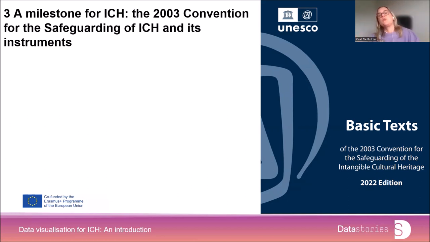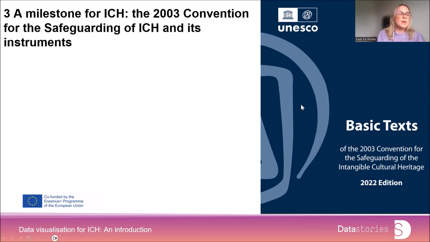Fast forward to 2003, the year in which the Convention for the Safeguarding of Intangible Cultural Heritage was launched. Once again, a true game changer, but now in the field of ICH. Because this convention is the international community's first binding multilateral instrument that is really intended to protect or safeguard intangible cultural heritage and to raise awareness about this type of heritage. It's very much a tool to support communities and practitioners in their ICH practice.